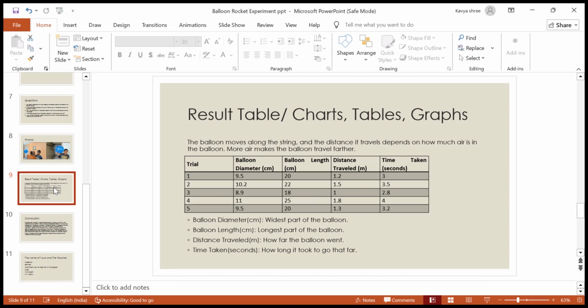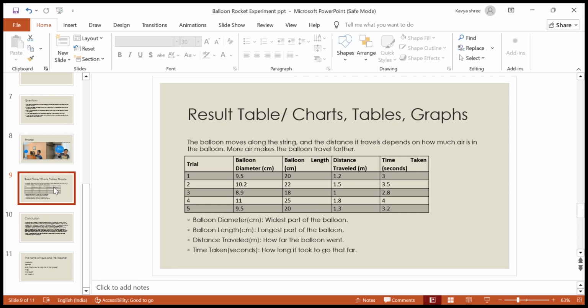Trial 3. Balloon diameter was 8.9 centimeters. Balloon length was 18 centimeters, distance traveled was 1 meter, and time taken was 2.8 seconds. Trial 4. Balloon diameter was 11 centimeters. Balloon length was 25 centimeters. Distance traveled was 1.8 meters and time taken was 4 seconds. Trial 5. Balloon diameter was 9.5 centimeters. Balloon length was 20 centimeters. Distance traveled was 1.3 meters and time taken was 3.2 seconds.